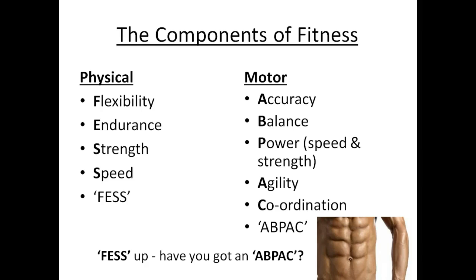Then you've got the motor components. We've got accuracy, we've got balance, we've got power, which is a combination of speed and strength. We've got our agility and coordination. We remember that with ab pack. So hopefully that acronym will help you remember the components of fitness, of which there are 10. Just remember, on the physical, it's endurance, cardiorespiratory, and endurance muscular.